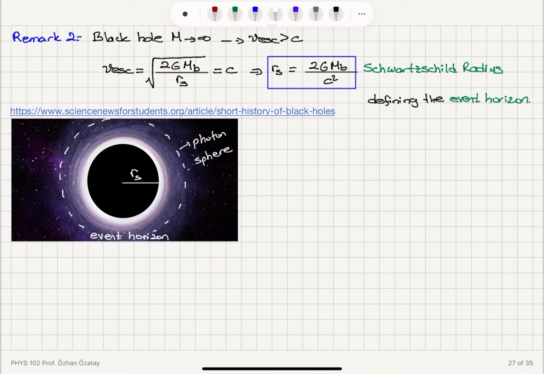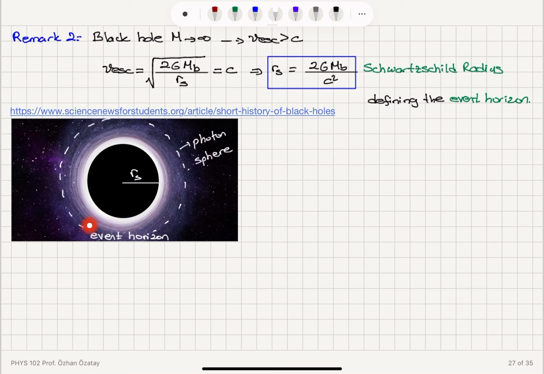So what does it mean? If you go below this radius, even light cannot escape from the black hole. So we see that in the circular region defined by the Schwarzschild radius, it's completely black, so light cannot escape from this region, and that's called our event horizon.